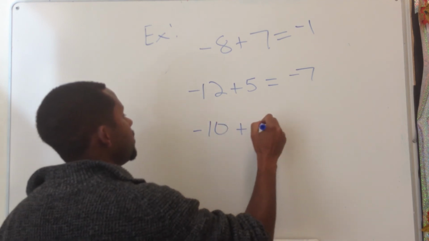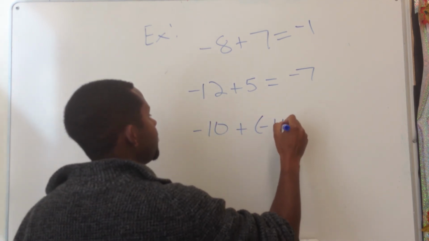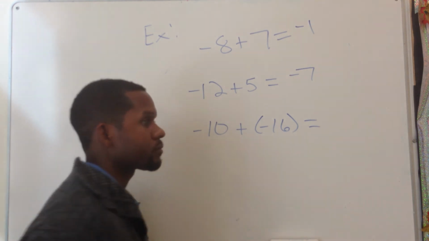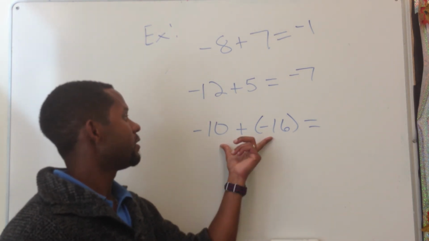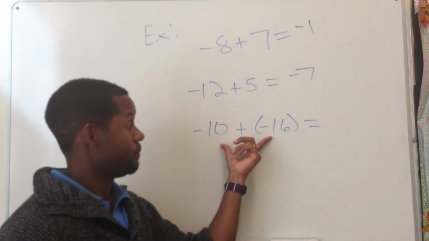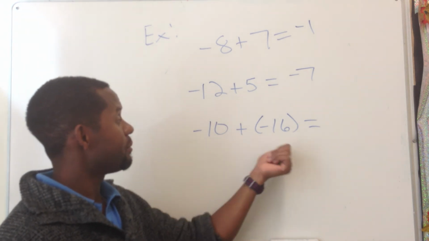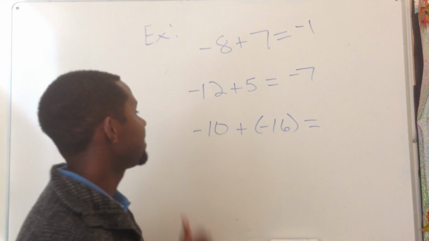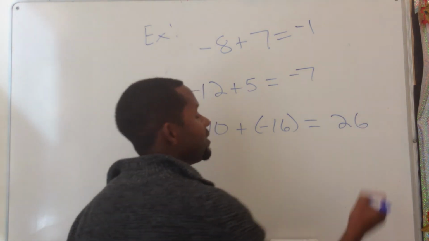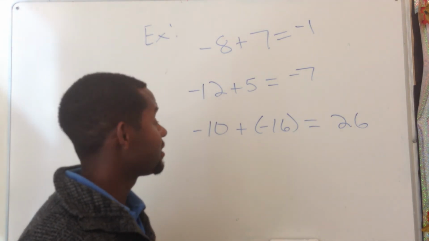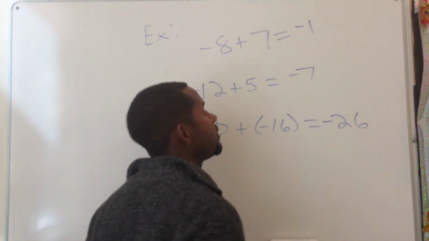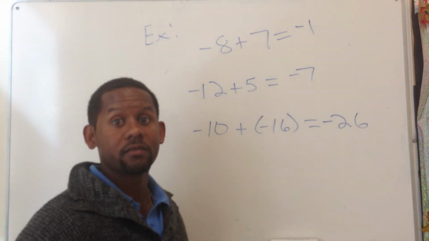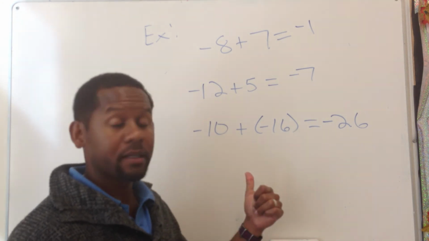Negative 10 plus a negative 16. Are my signs the same or different? I'm looking here. They are the same. Signs are the same, that means I add. 10 plus 16 is 26. Then I look at this and I say, okay, I'm going to use the sign of the bigger number. 16 is bigger, 16 is negative, so 26 is negative.